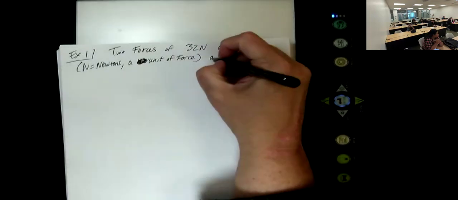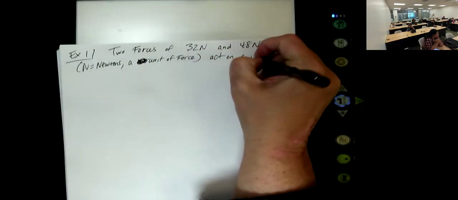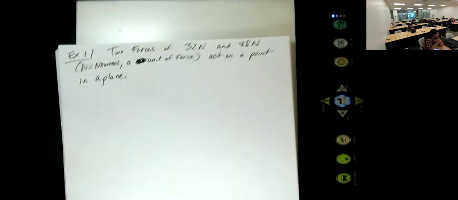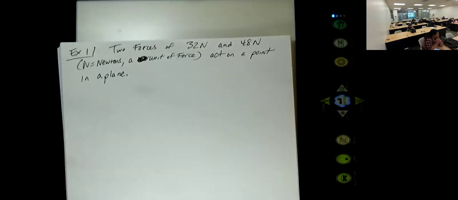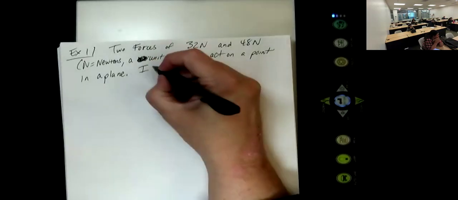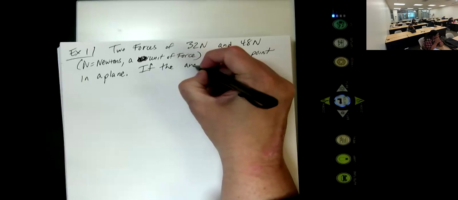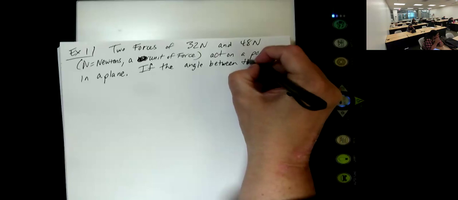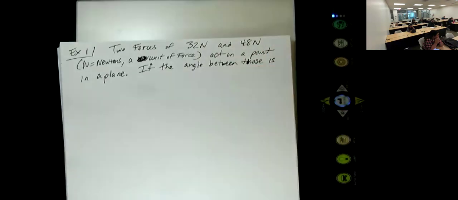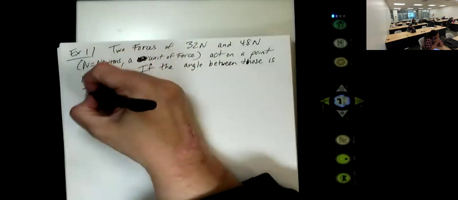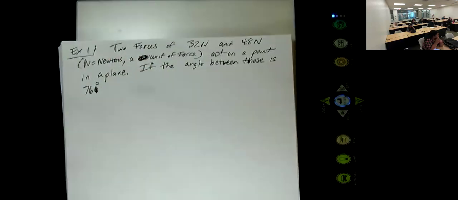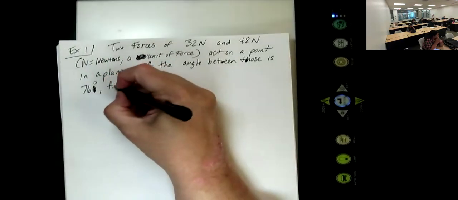They act on a point in a plane. If the angle between those is 76 degrees, find the magnitude of the resultant force.